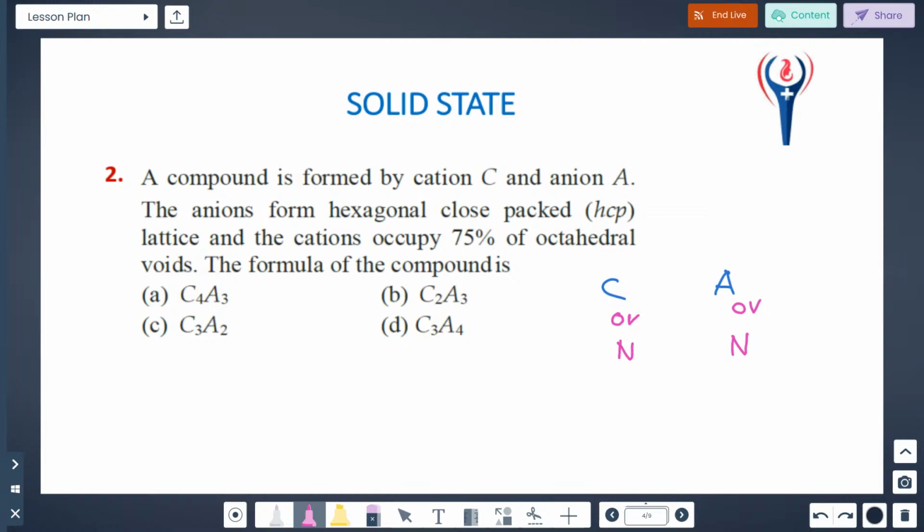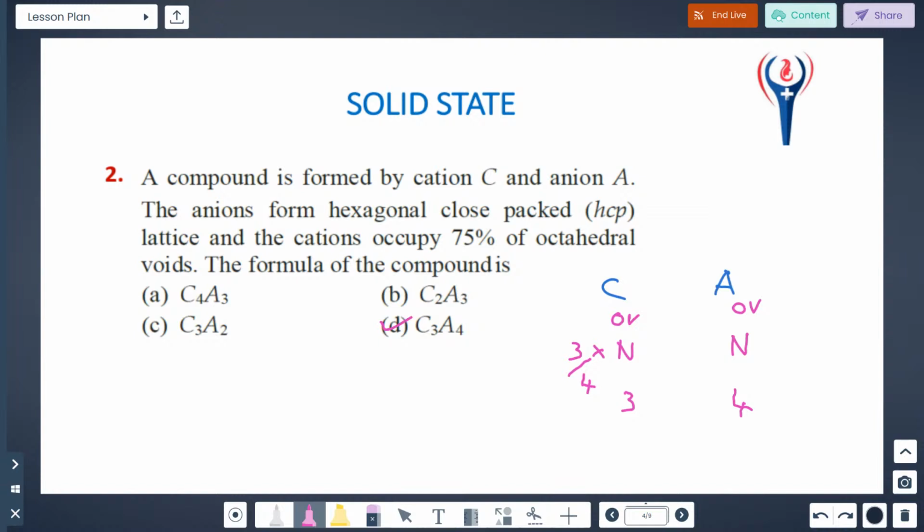But the cation occupies 75% of octahedral voids. Okay. So 75% is what? We can write 3 by 4. Are you following? 3 by 4 into n. Understood? Okay. Now n can cancel. We can simply write 3 here, and by cross multiplication we get 4 here. So the formula will be C3A4. So D is the correct answer. Are you following? Understood? Simple one.